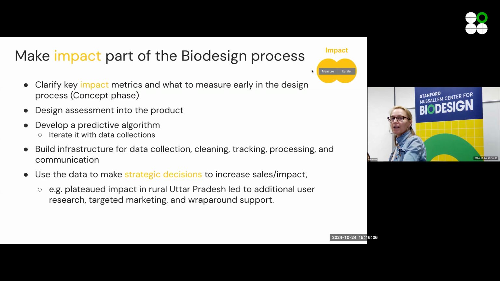One thing I'll just mention too is where this came in particularly handy. We saw our sales of Brilliance and usage plateau in Uttar Pradesh, which is a state in India that had very high infant mortality all around. And it caused us to do more user research. It was really interesting. We found a number of reasons, particularly small private hospitals where a lot of poor families were bringing their baby.